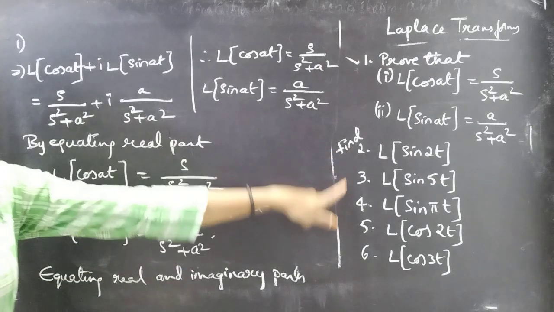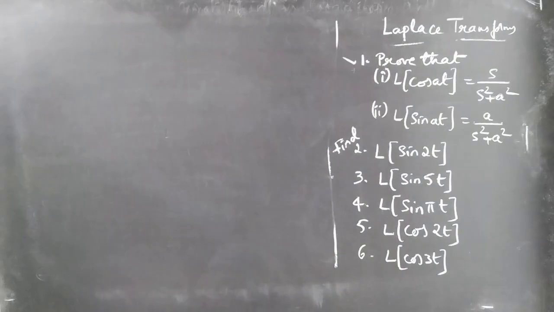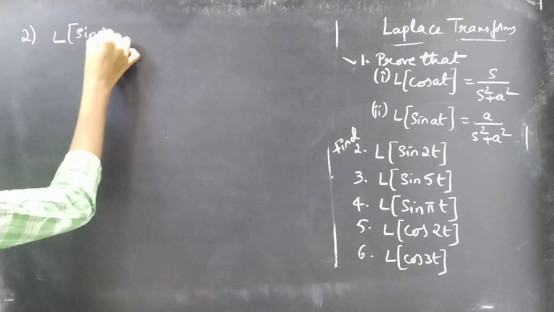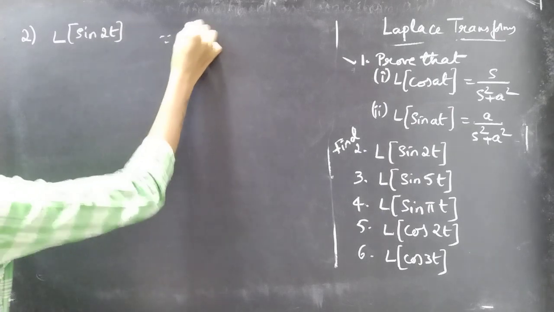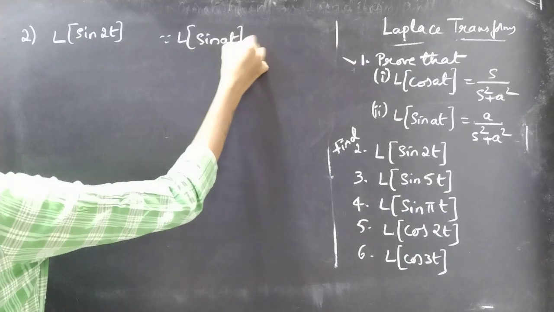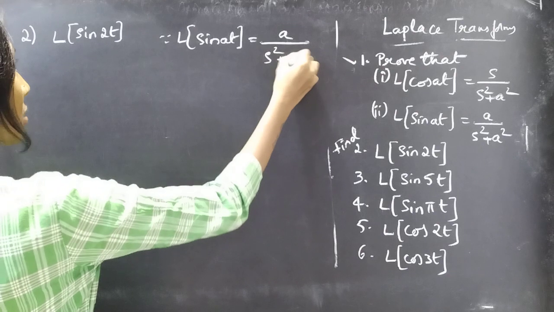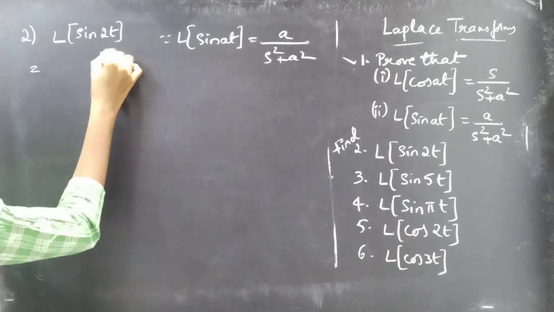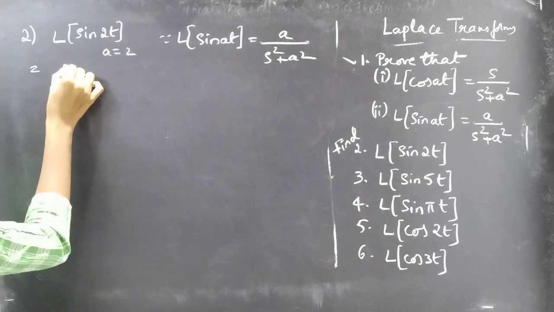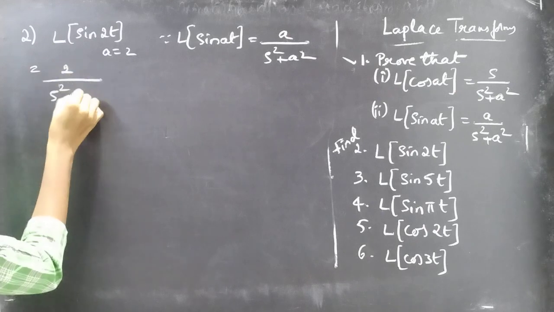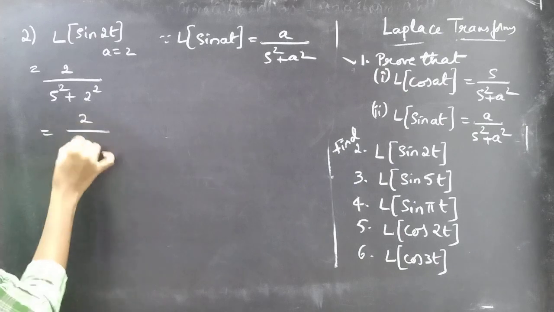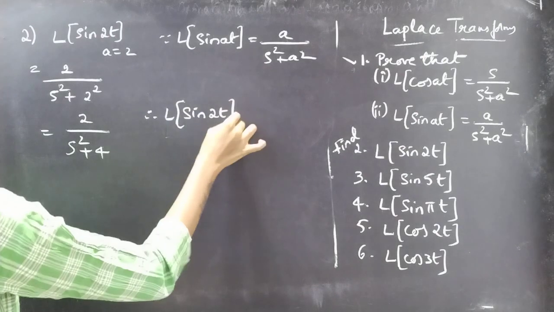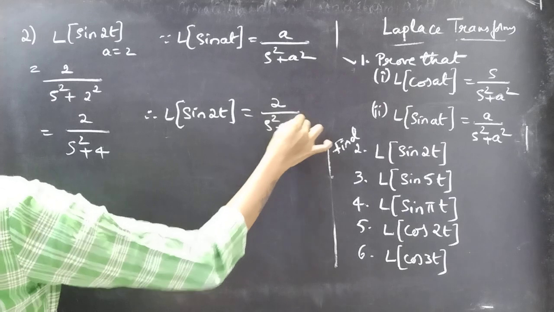Now let's solve these problems. Coming to the second one, find L of sin 2t. Since we know that L of sin at equal to a by s square plus a square, right? Now compare sin 2t with sin at, then for a equal to 2, we'll get 2 by s square plus 2 square, which equals 2 by s square plus 4. Therefore, L of sin 2t equal to 2 by s square plus 4.